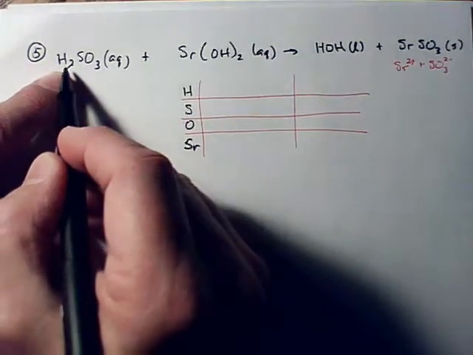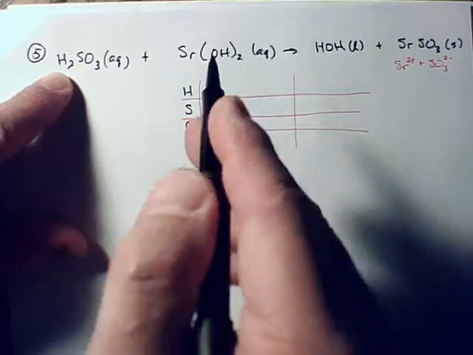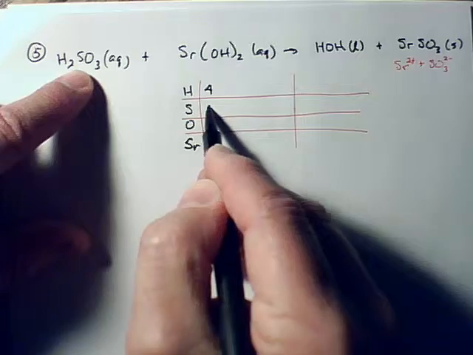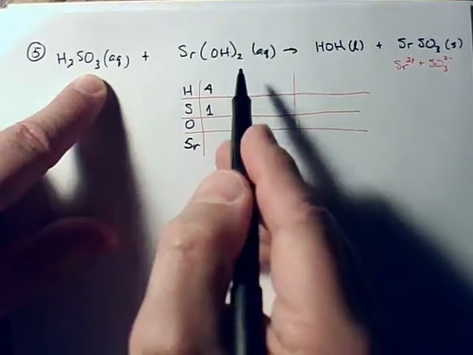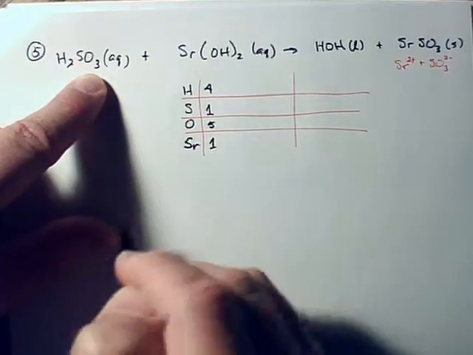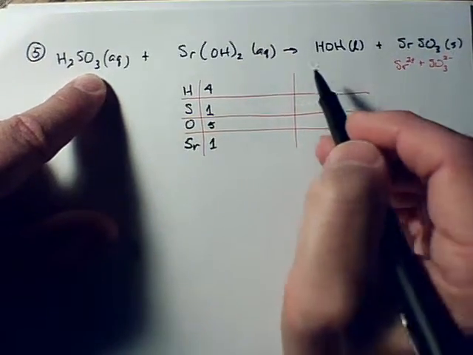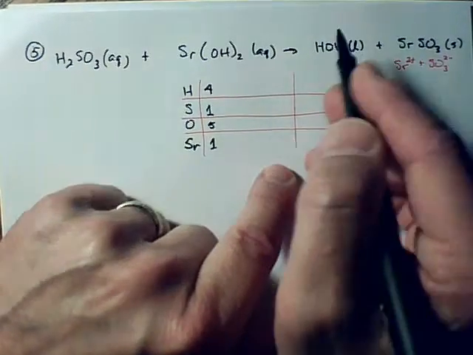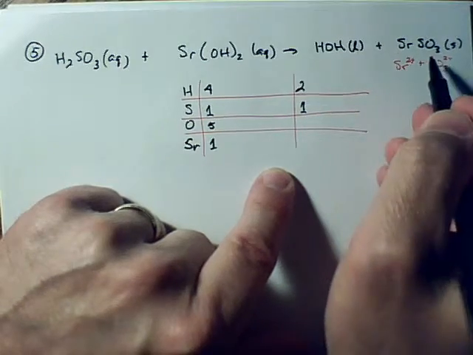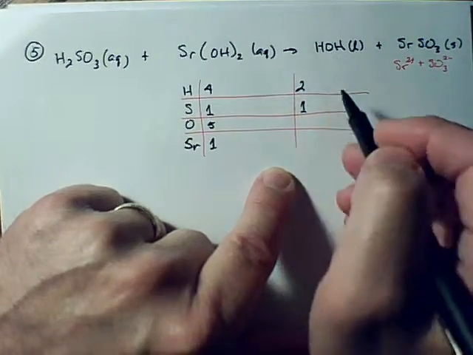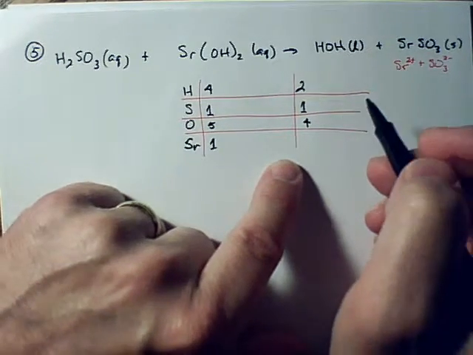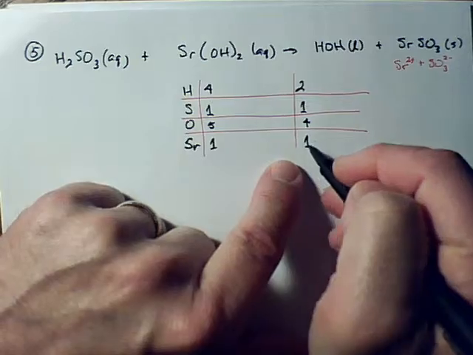Count up the elements we have. I've got 2 hydrogens here and 2 here. So I've got a total of 4 hydrogens. I've got 1 sulfur. I've got 3 oxygens here and 2 here. And I've got 1 strontium on the left-hand side. On the right-hand side, I have 2 hydrogens, 1 sulfur, 3 plus 1 is 4 oxygens. Everybody see where I got the 4 from? Okay. And I've got 1 strontium.